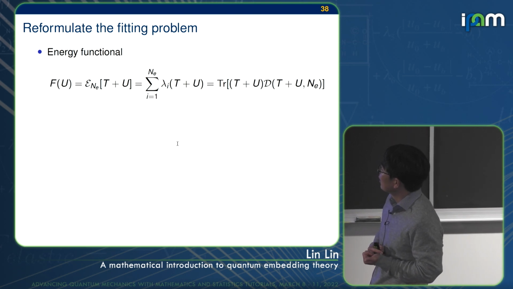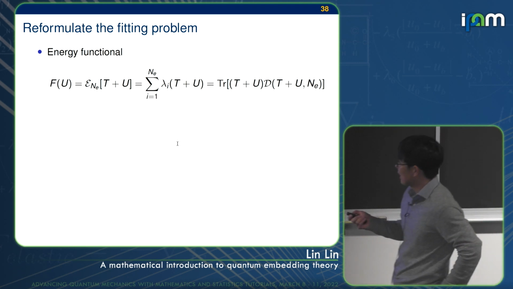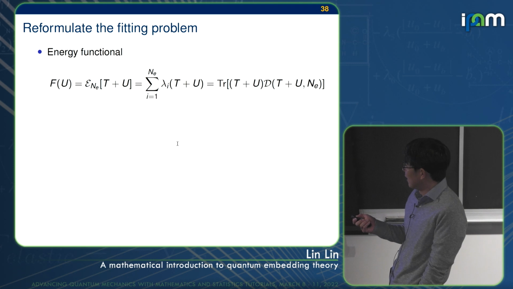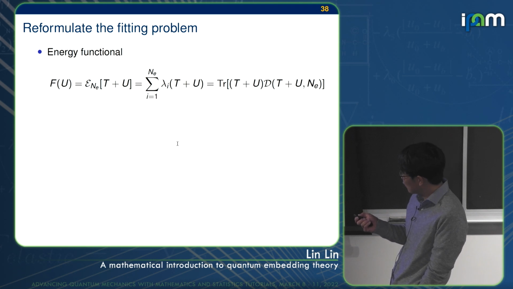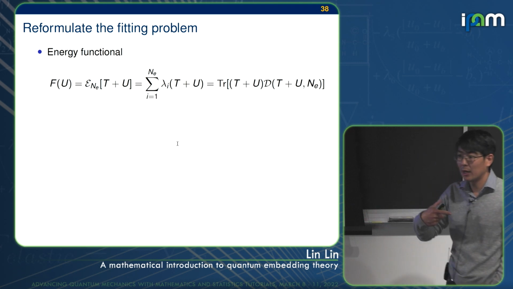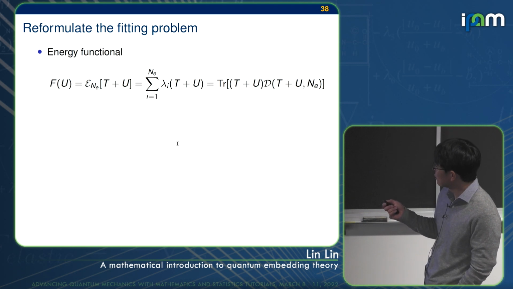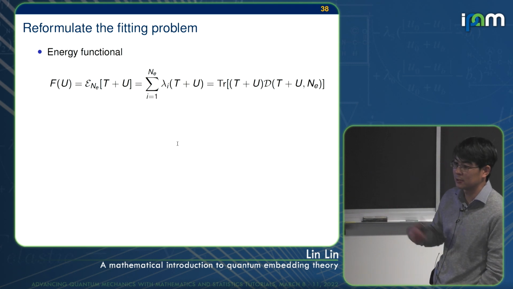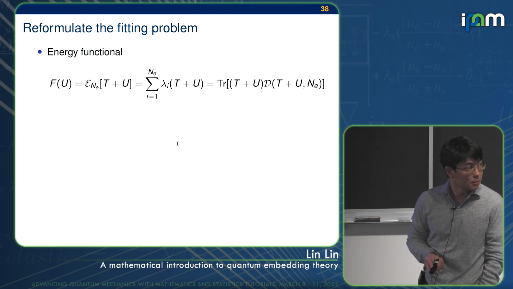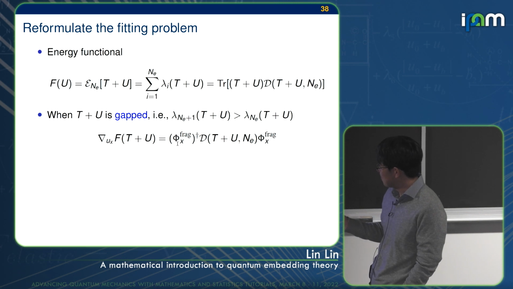We first look at the energy functional, which is this F(U). F(U) is defined to be the sum of all the eigenvalues below the chemical potential, the first N_e eigenvalues of this matrix T plus U. You give me a U, I compute the energy. So this is equal to trace of (T plus U) times the corresponding density matrix. This is the same story as in the non-interacting system. When this is gapped, it means that you have a gap here.